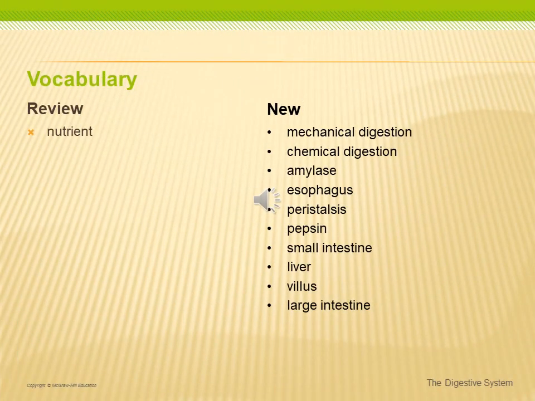This is the new vocabulary which we learned today. Try to read it 2-3 times to memorize.